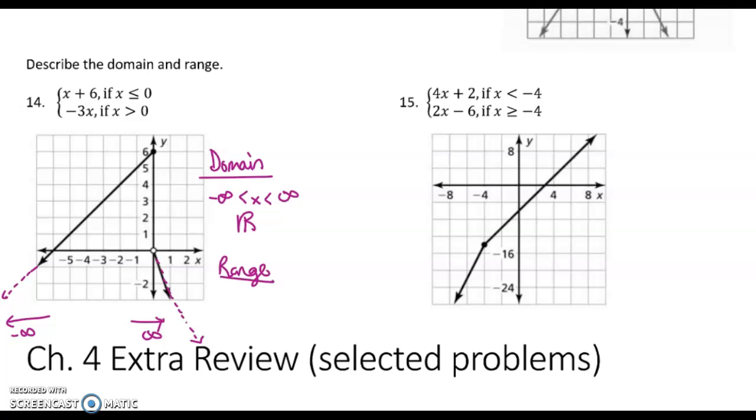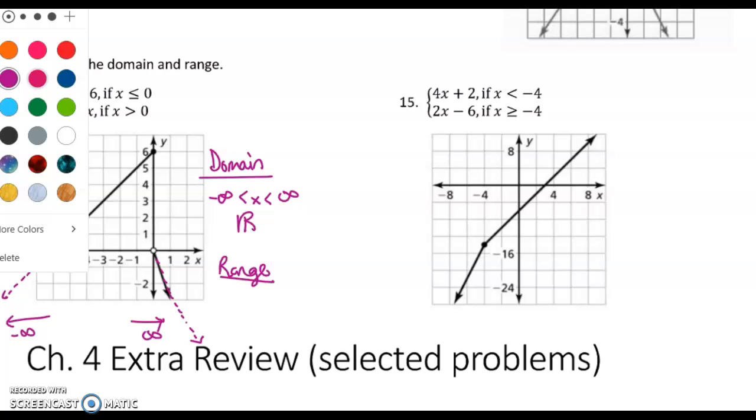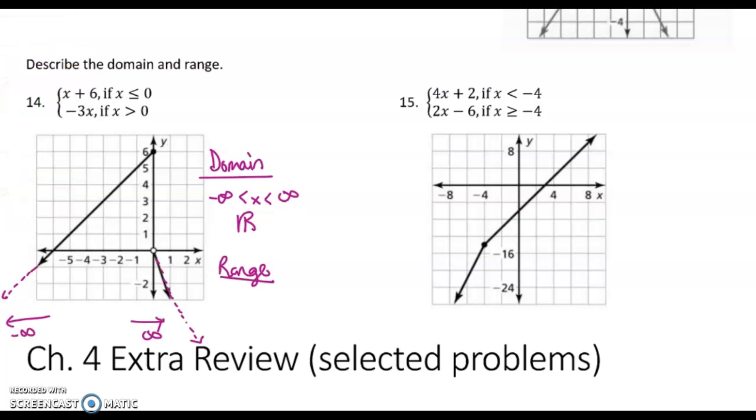All right, now let's talk about the range. So the range does not go up forever. It stops right here. It starts at 6, and that's the highest point, and it is a colored in circle, so it does include 6. Now, it does go down forever. So that's negative infinity is less than y is less than or equal to 6. You could also just say y is less than or equal to 6, meaning the graph only exists from 6 and below. Okay, let's look at this other one.